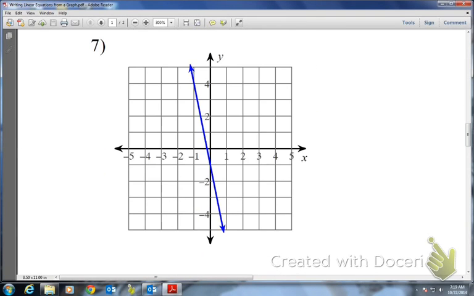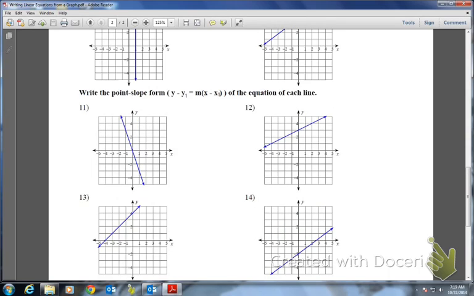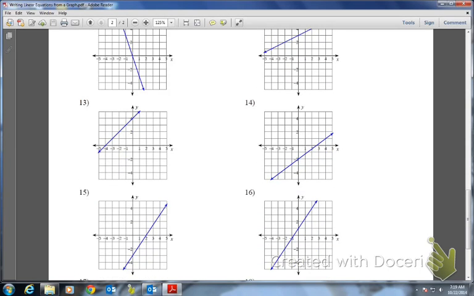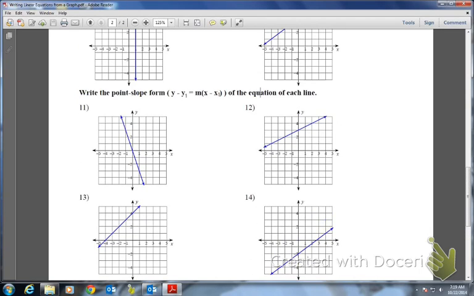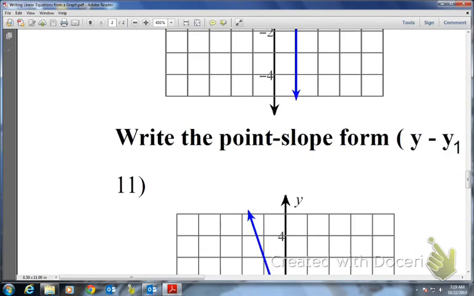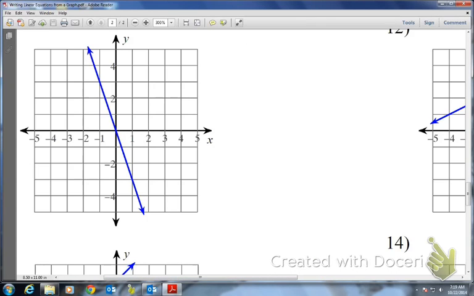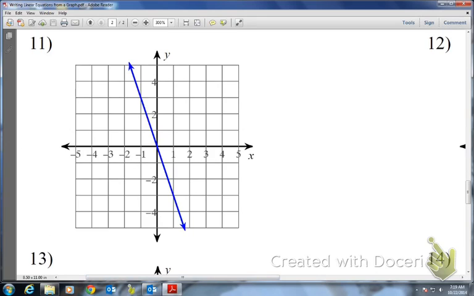And then let's look down here at the back. It says write the point slope form. So again, this is the point slope form, that one that's a little bit tricky. Write the point slope form of the equation of each line. So let's go ahead and look at, how about number 11? All right, so here's number 11. The first thing you want to do is, just like on the last one where we identified the y-intercept, here it doesn't necessarily need to be the y-intercept. You can choose any point. So maybe I like this point down here.